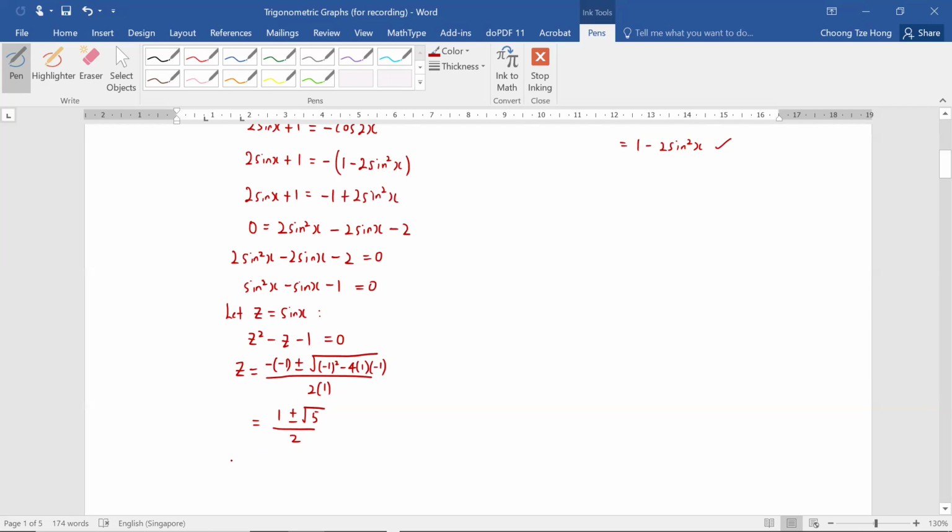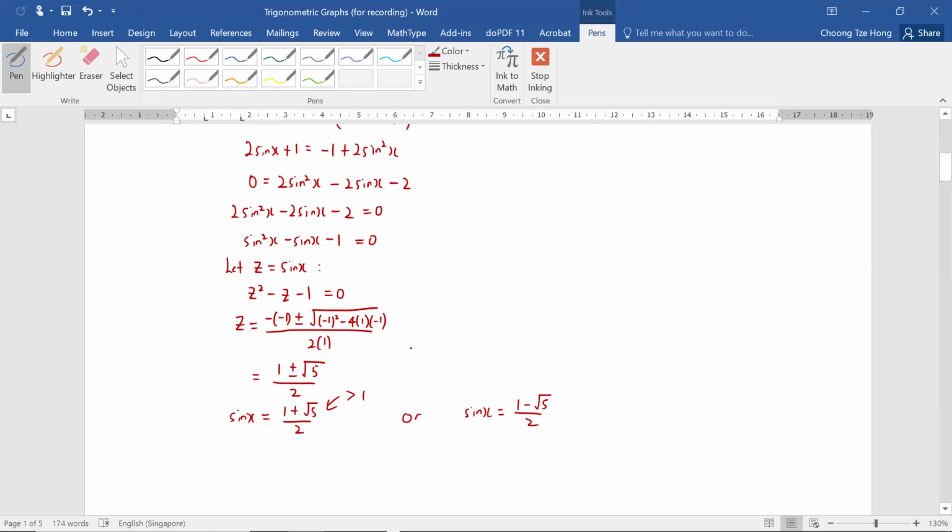So we're going to replace back with sine x. Remember what we want to find is sine. So sine x is going to be either this or sine x is going to be this. If you work this out with a calculator, it's going to be greater than 1. We know that sine is opposite over hypotenuse. The opposite side cannot be greater than hypotenuse, so there'll be no solution for this side. Over here will be no solution. There'll be a solution for this side.